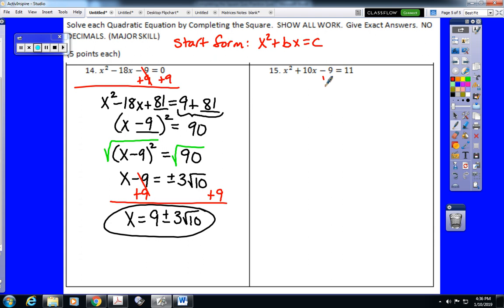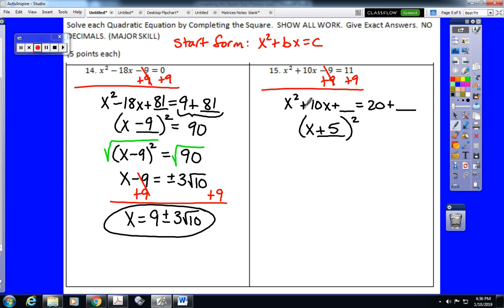Next problem, same deal. We have to start by adding 9 to each side. That gives us x squared plus 10x equals 20. Insert a blank on each side. Our next line we're going to fill in with plus 5 because 10 divided by 2 is 5. Square 5 to get 25. Add that in both of these blanks. And then combine 20 plus 25 to get 45. So we have x plus 5 quantity squared equals 45.